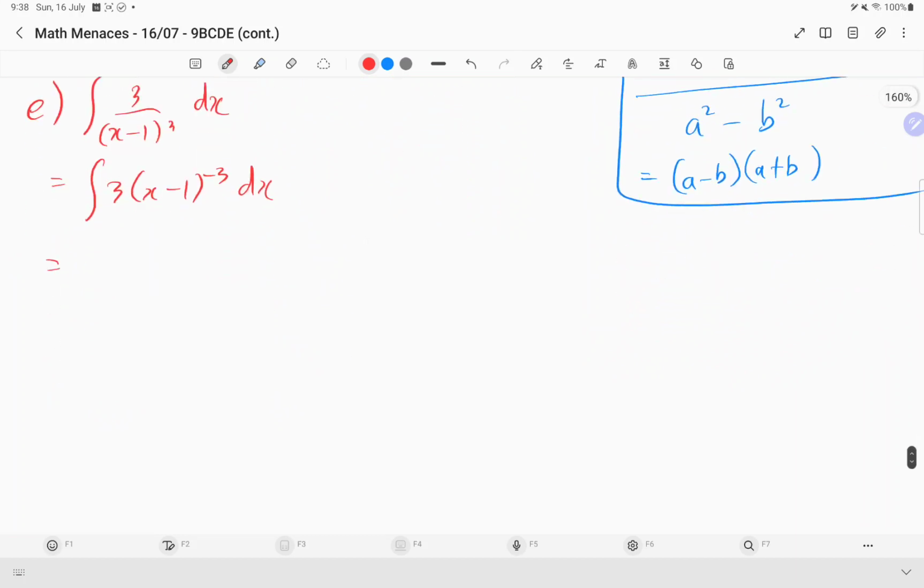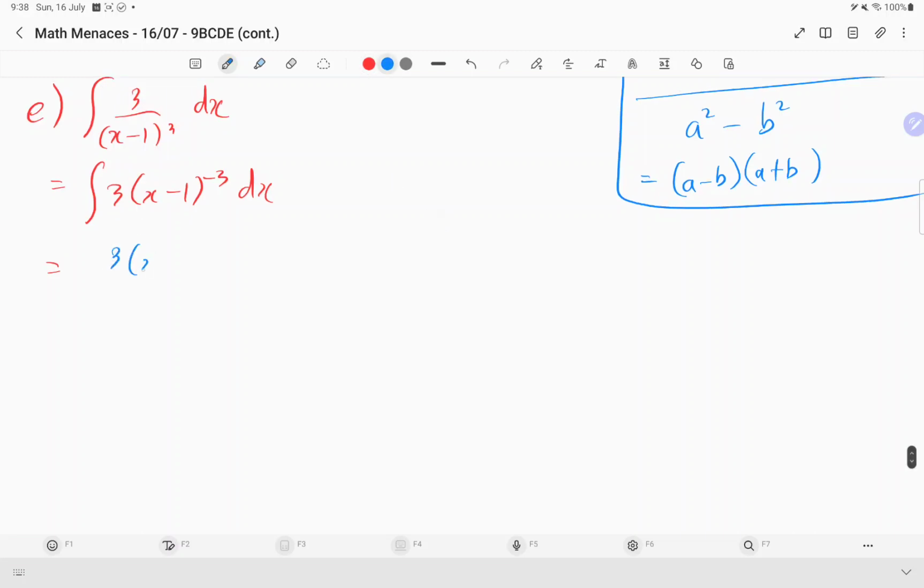What's the answer using the new rule? Blake or Sarah, anyone? Remember the new rule? Add 1 to the power, divide by the new power, and divide by the coefficient of x. 3 bracket x take 1 to the power plus 1, so it's negative 2, divided by, well, it'd be 1 for the thing of a, right? And then it would be negative 2. Yeah. That's right, plus c. Make sense, Sarah? Yeah. So once you've got that, just simplify it. So that'll be negative 3 over 2, x minus 1 to the power negative 2 plus c.